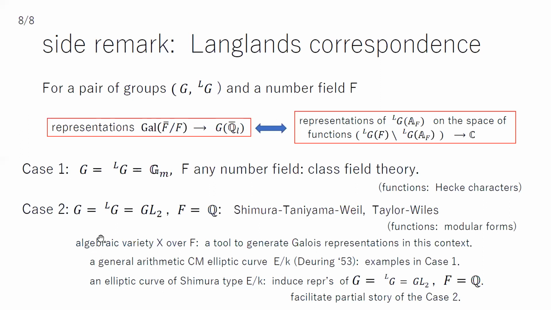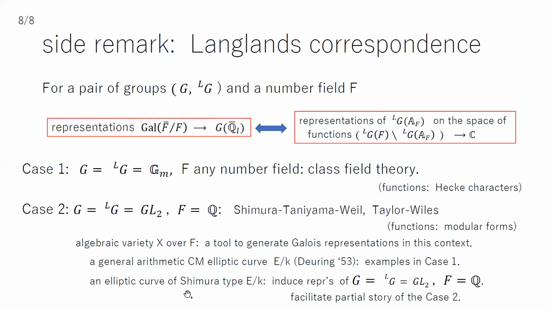So in that context, the arithmetic model of algebraic varieties, or algebraic varieties defined over number fields in general, can be regarded as a tool to generate Galois representations. When we think of cohomology groups of those algebraic varieties defined over the number fields, the Galois group acts on them, so the cohomology groups turn into a representation space, and we can construct the representation on the left-hand side. So that's the context.